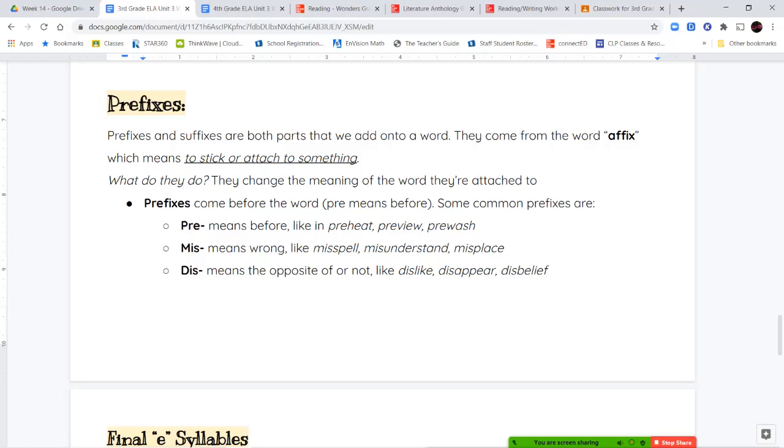Now the prefix miss means something that's wrong. Like if you misspell a word, you spelled it wrong. If you misunderstand something, you understood it the wrong way. Or if you misplace something, you put it in the wrong spot and now you're having a hard time finding it. And your last prefix is the prefix dis, D-I-S. This means the opposite of or not. So if you have the word dislike, it's the opposite of liking, or you do not like something. Disappear is the opposite of appearing, or something that does not appear anymore. You can't see it. Disbelief is the opposite of believing something, or it's the state of not believing something.